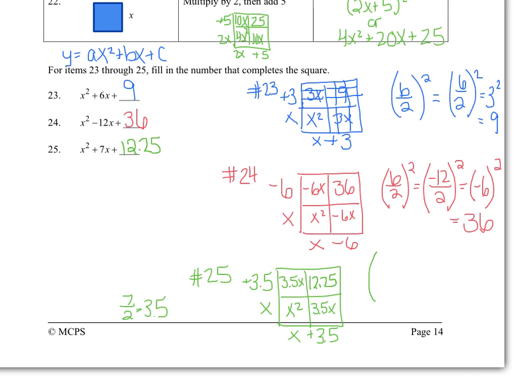I can also do my b divided by 2 squared, which is b is 7. 7 divided by 2 squared. Well, 7 squared is 49. So really when we square a fraction, we square the numerator, we square the denominator. 7 squared is 49. 2 squared is 4. So we get 49 fourths. And if you divide that out, you'll get 12.25.